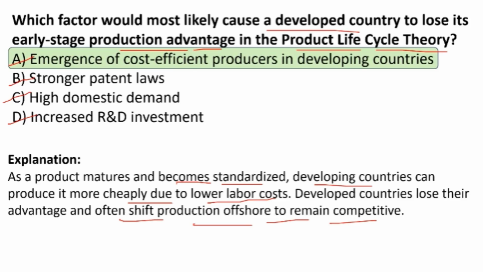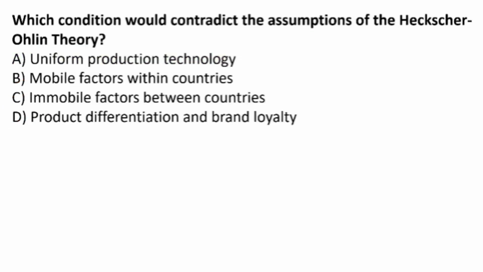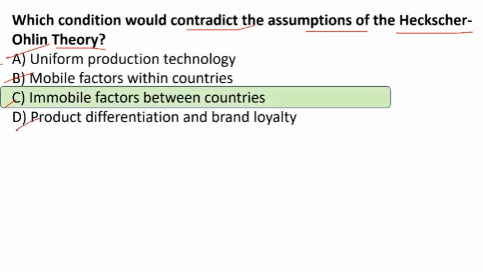Which condition would contradict the assumption of Heckscher-Ohlin theory? So basically there is one option that contradicts the assumption of Heckscher-Ohlin's theory. Which option is that? A, uniform production technology; B, mobile factors within countries; C, immobile factors between countries; or D, product differentiation and brand loyalty. So the right answer is D, product differentiation and brand loyalty.